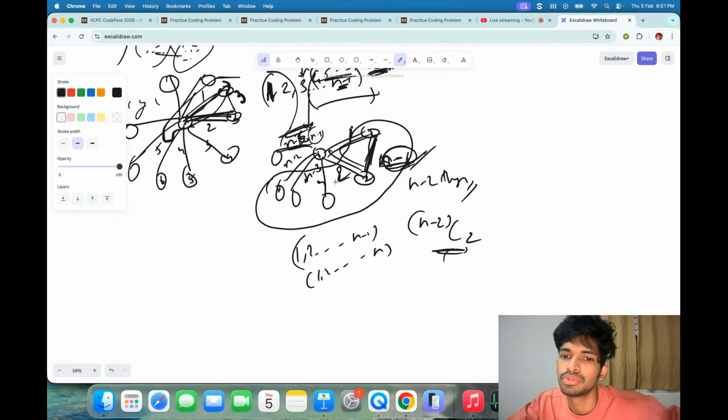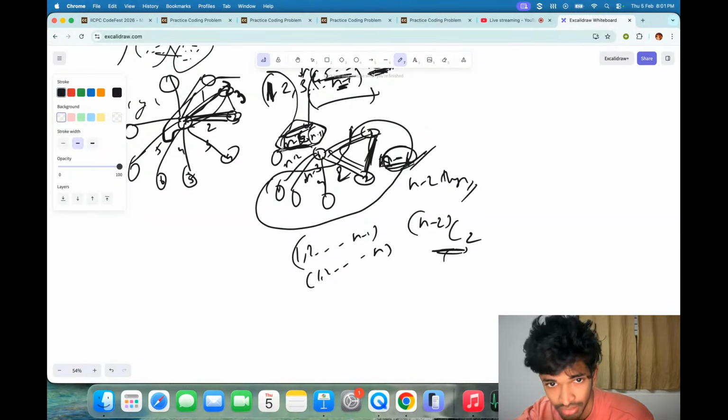Till n minus 2 C2, you can add them, and then you can add everything smaller, and then you can go to the next value. You can put the next value here, biggest next value.